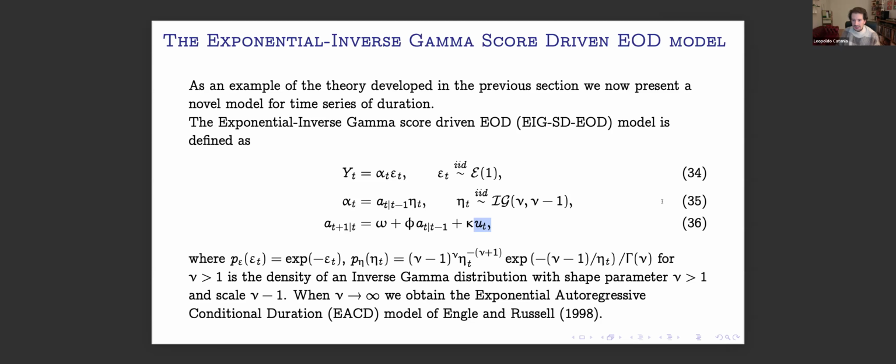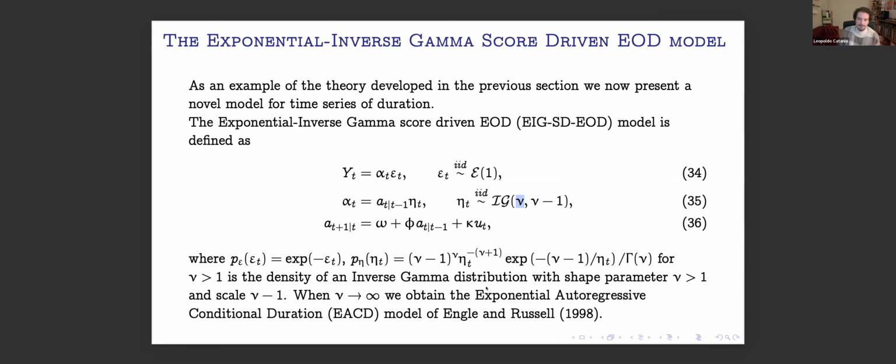However, the nice feature of this specification is that when the shape parameters of this inverse Gaussian distribution diverge, then we actually obtain the exponential autoregressive conditional duration model. So this model generalizes the model by Engle and Russell in the same way as the beta-t-GARCH model of Harvey and Chakravarty generalizes the GARCH model.